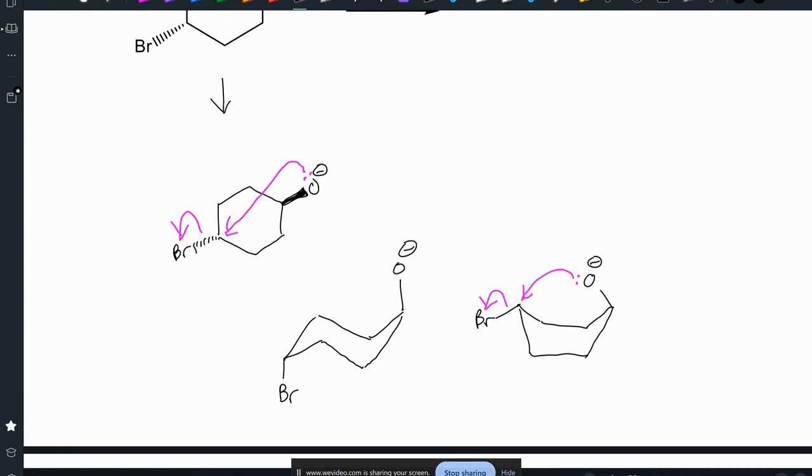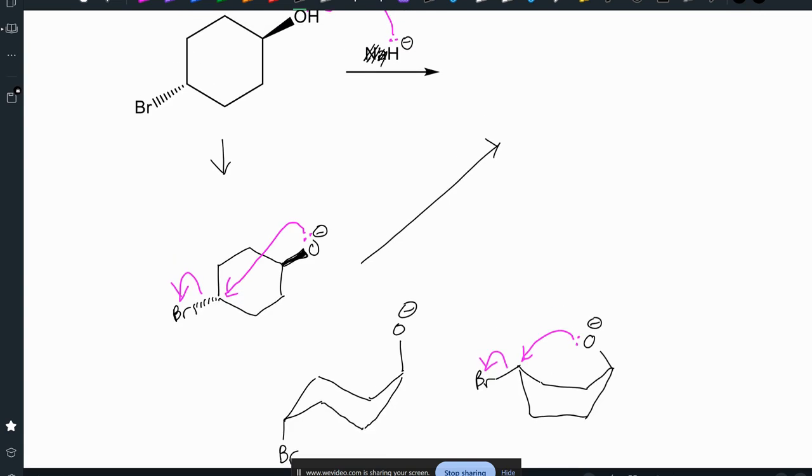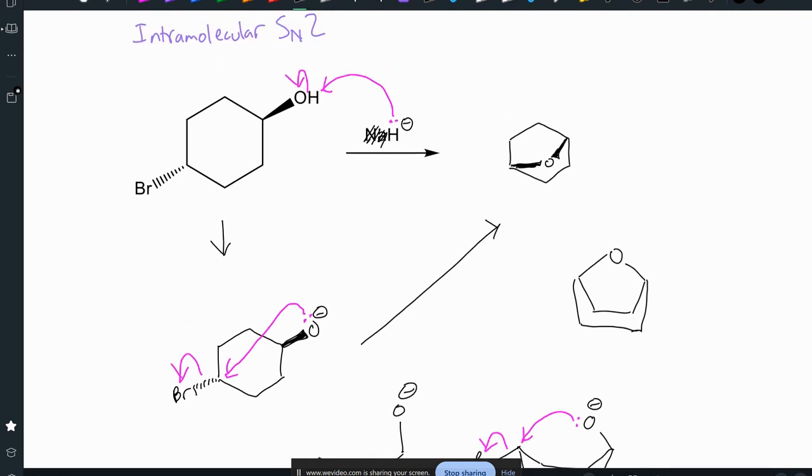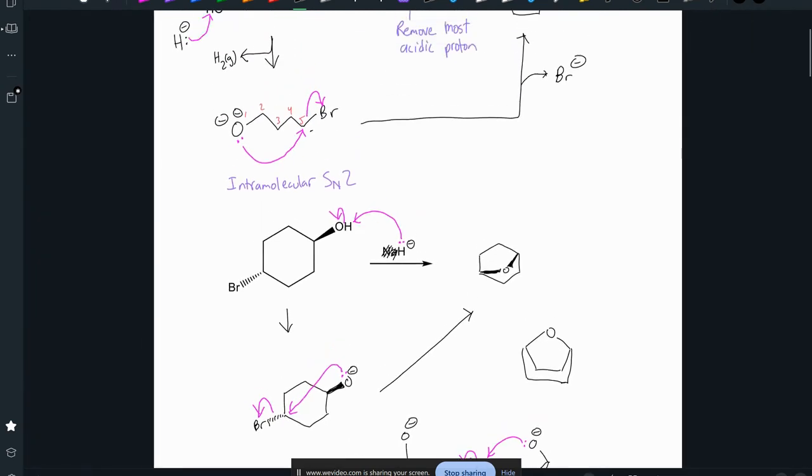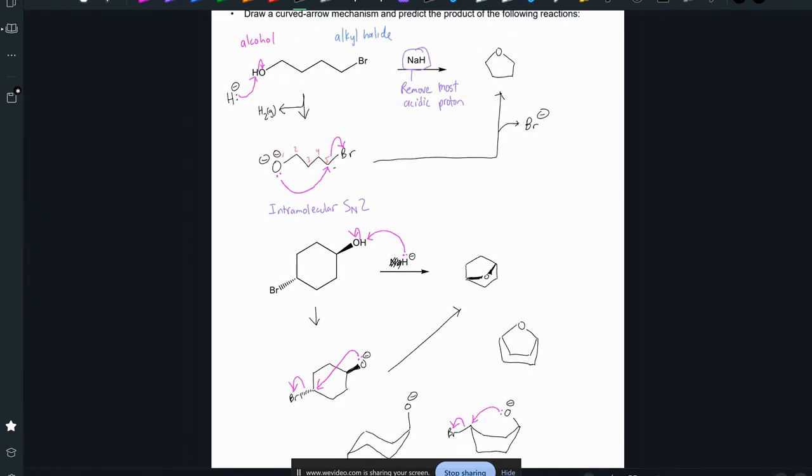That's going to give me a product that looks like this. So it's a bicyclic ether, or I could draw the product like this. So those are a couple of examples of how I can form a cyclic ether using an alkyl halide, an alcohol, and NaH.